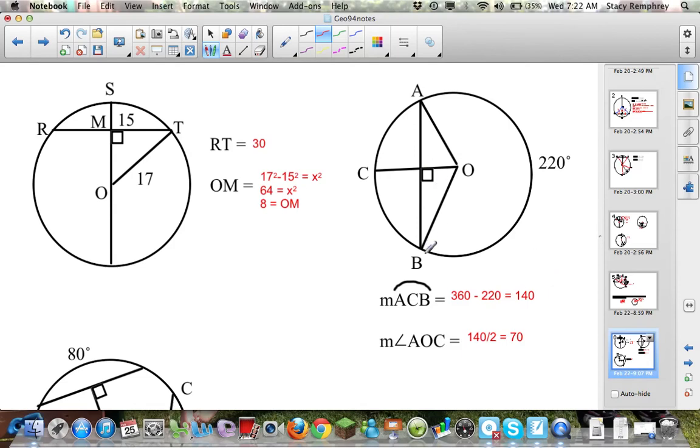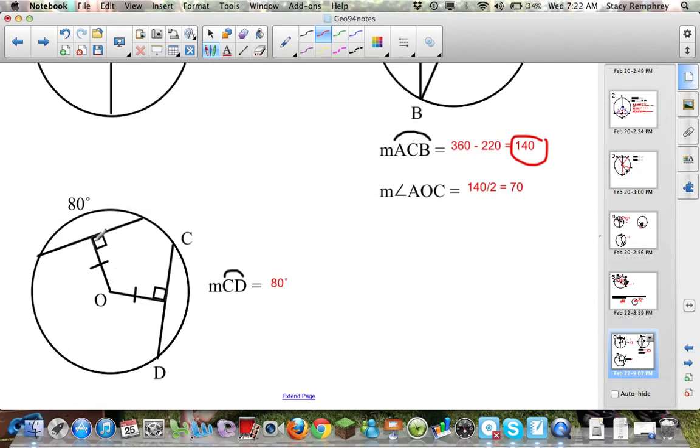In this circle, the 220, again, is from endpoint to endpoint. So arc ACB is going to have to be 360 minus 220, which is 140. Angle AOC, well, because this is perpendicular to the chord that intercepts it, this is half of arc ACB, so that's going to be 70.